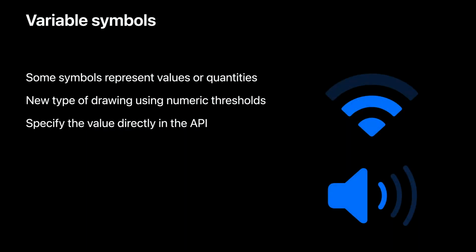Some symbols don't just represent a concept, they're also meant to communicate some value or quantity, like your Wi-Fi signal strength or audio volume. For cases like these, we've introduced a new type of symbol that we call a variable symbol. With a variable symbol, you supply a floating point value directly to NSImage, and the symbol embeds numeric thresholds to decide how each path should vary based on that value.